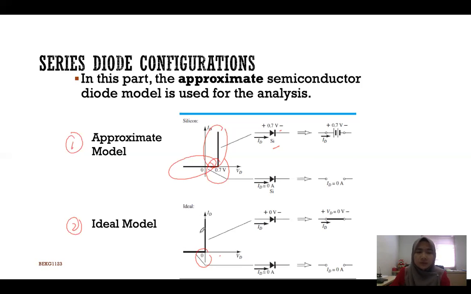This one is the ideal model. Based on the ideal model, during forward bias, since the voltage is 0, we assume this as a short circuit. When short circuit, the voltage is equal to 0. But during reverse bias, the diode will become an open circuit, where I is equal to 0.